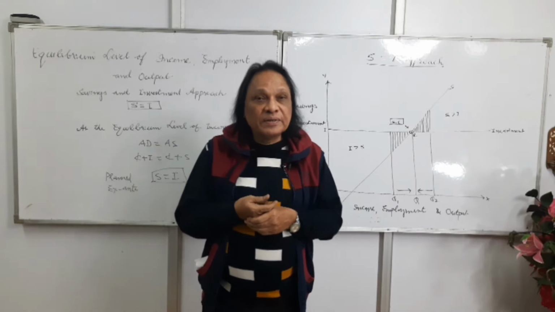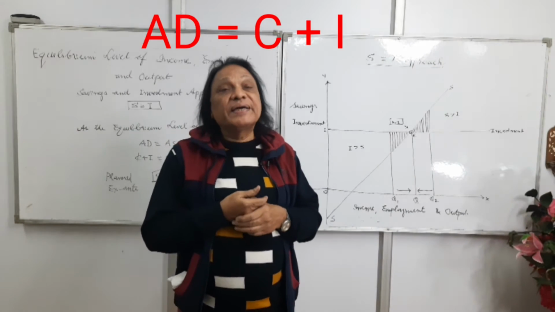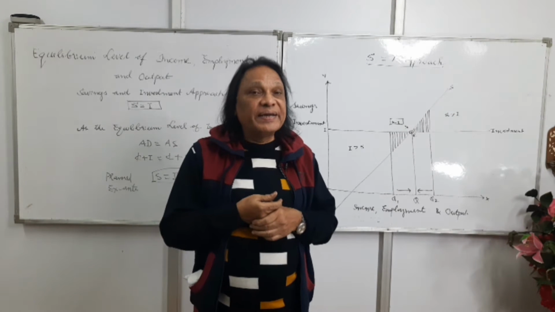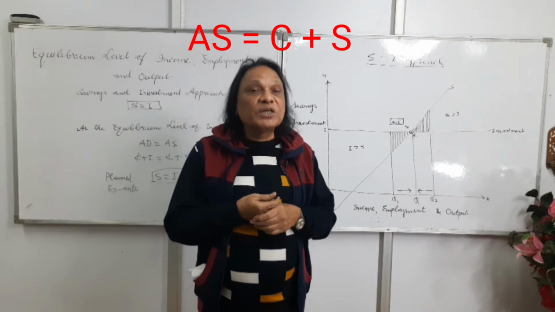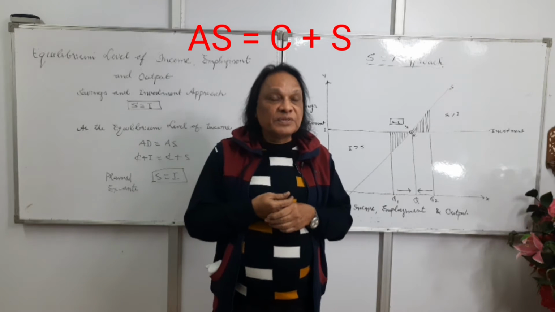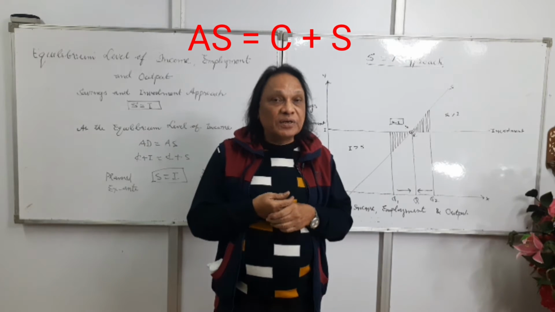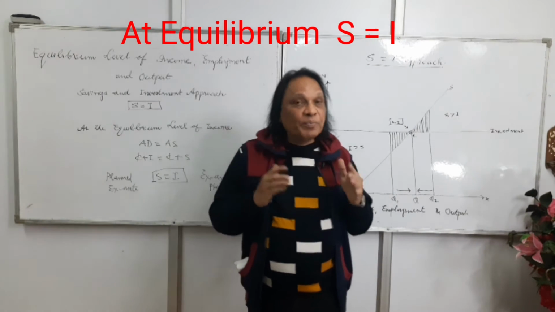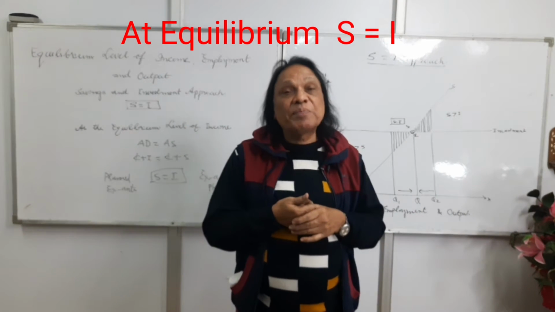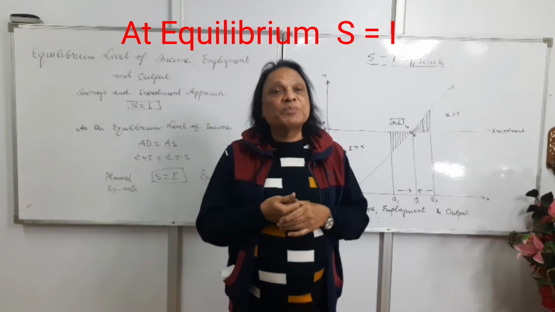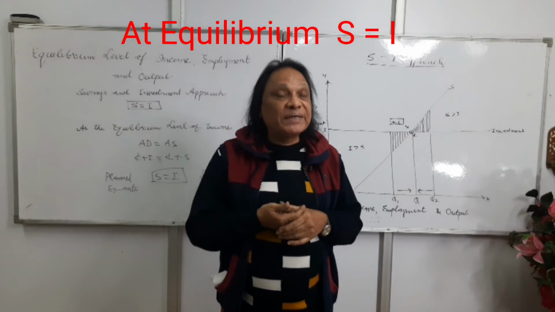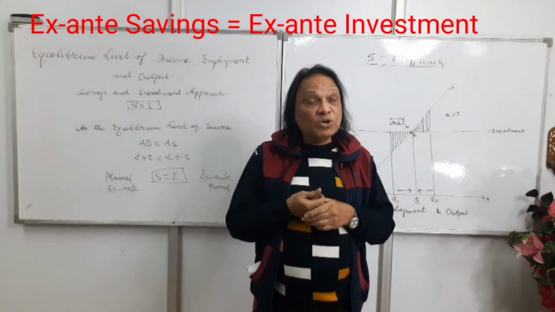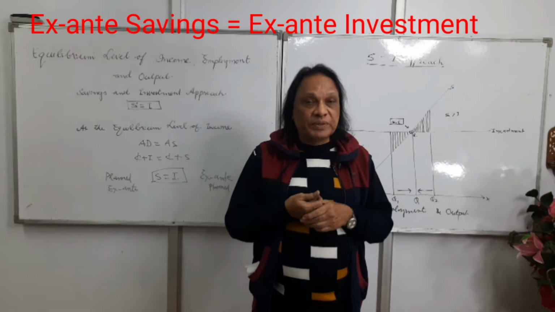We already seen that AD stands for C+I and AS stands for C+S. So at the equilibrium, when AD is equal to AS, C+I is equal to C+S, C gets cancelled. So ultimately at the equilibrium level of income and employment, automatically savings are equivalent to investment. These are all planned, mind it. The planned expenditure should be equal to the planned output. The planned saving should be equal to the planned investment, or we call it ex ante. Ex ante saving should be equal to ex ante investment.